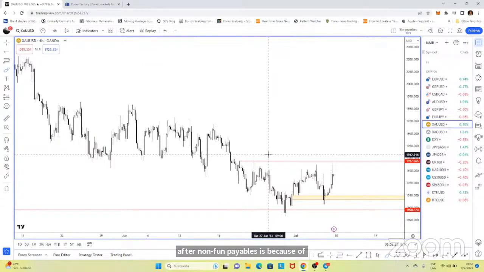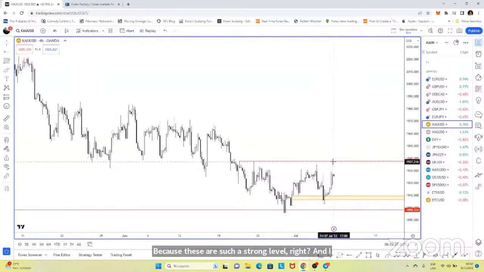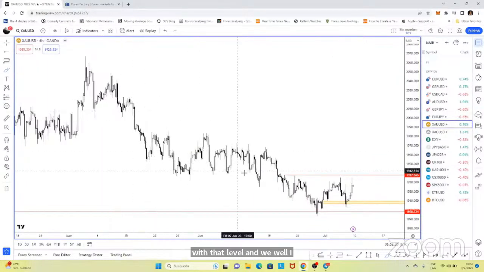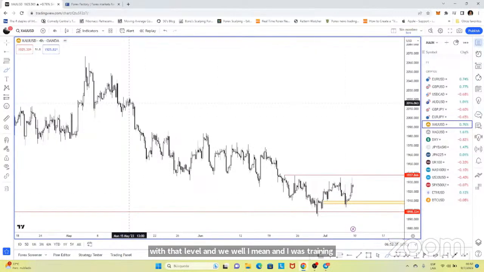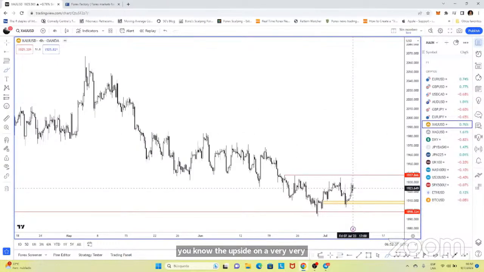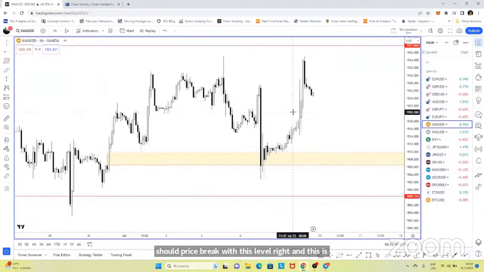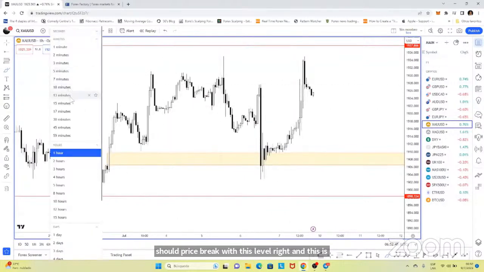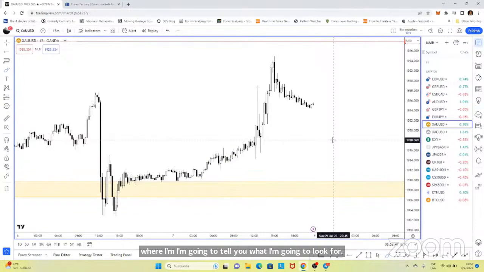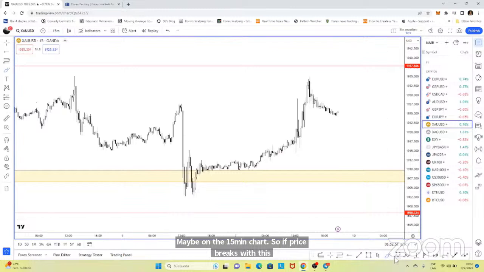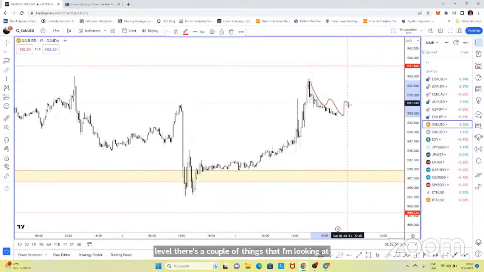And no one knows if buyers are going to be strong enough to break with that level. And I was trading the upside on a very, very weak market. So should price break with this level, this is where I'm going to tell you what I'm going to look for, maybe on the 15-minute chart. If price opens higher or whatever and breaks with this level, there's a couple of things that I'm looking at.